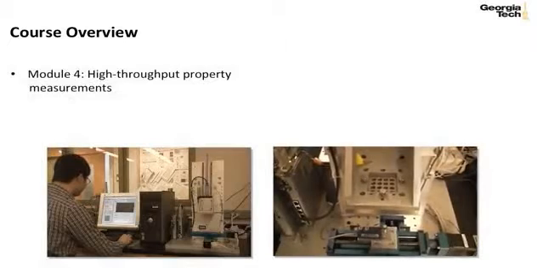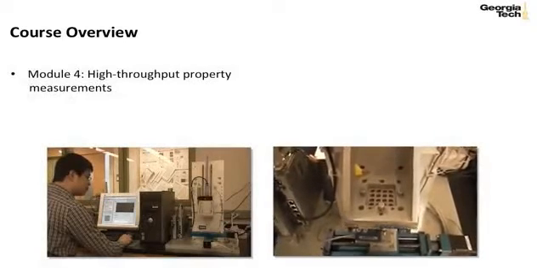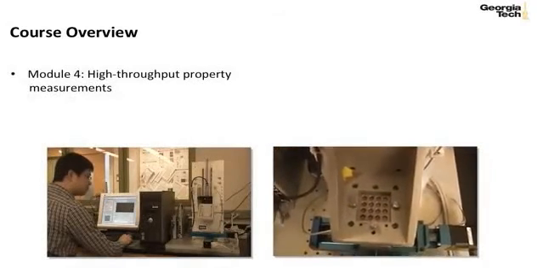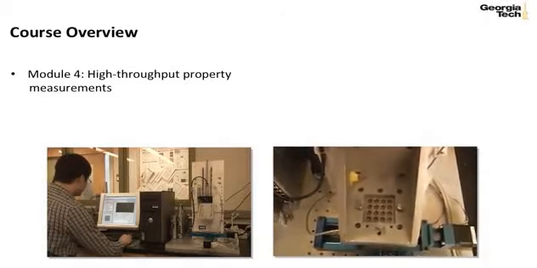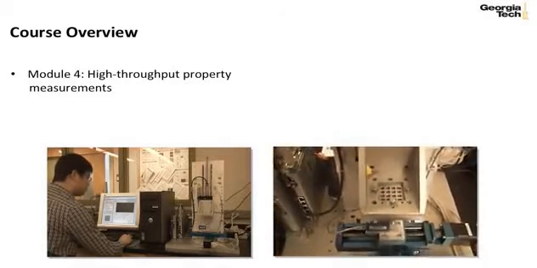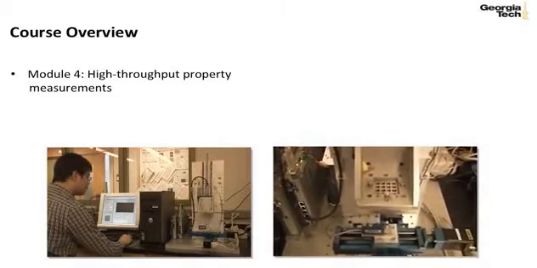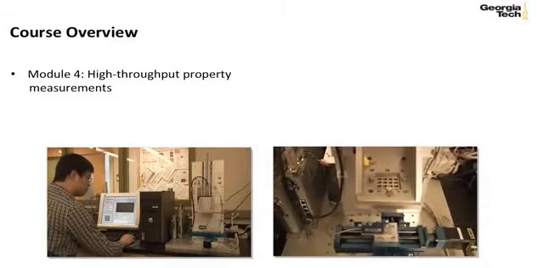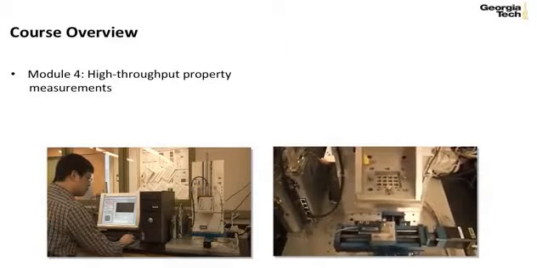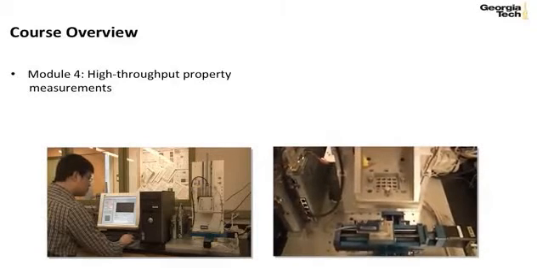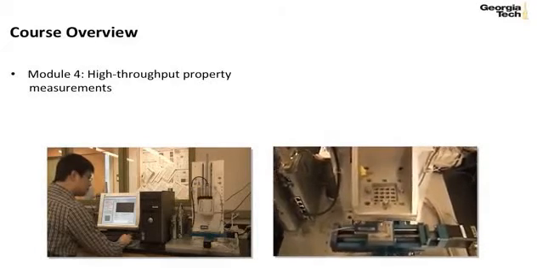In Module 4, we're going to talk about high-throughput property measurements. In particular, you're always interested in some type of functional materials property that lends itself to an application. And there have been many ways developed over the past 15, 20 years to do high-throughput property screenings, and we're going to talk about many of those.